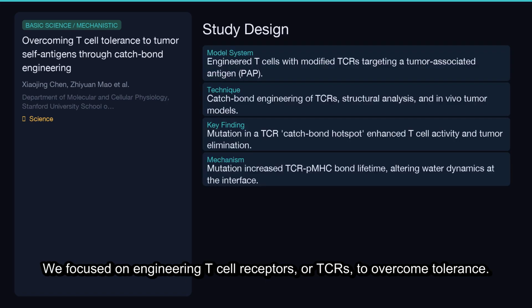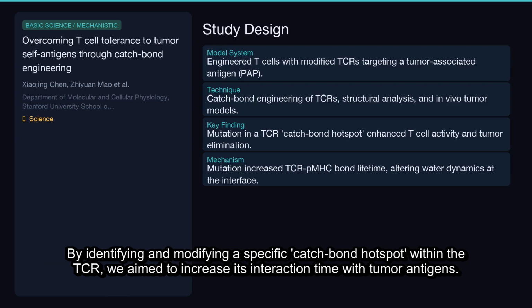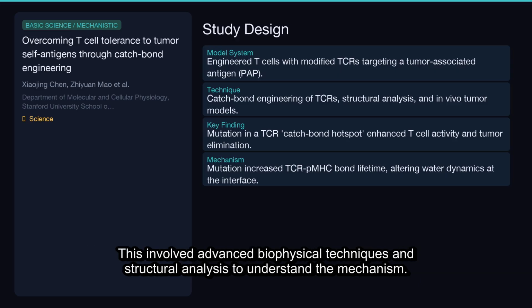We focused on engineering T-cell receptors, or TCRs, to overcome tolerance. By identifying and modifying a specific catch-bond hotspot within the TCR, we aim to increase its interaction time with tumor antigens. This involved advanced biophysical techniques and structural analysis to understand the mechanism.